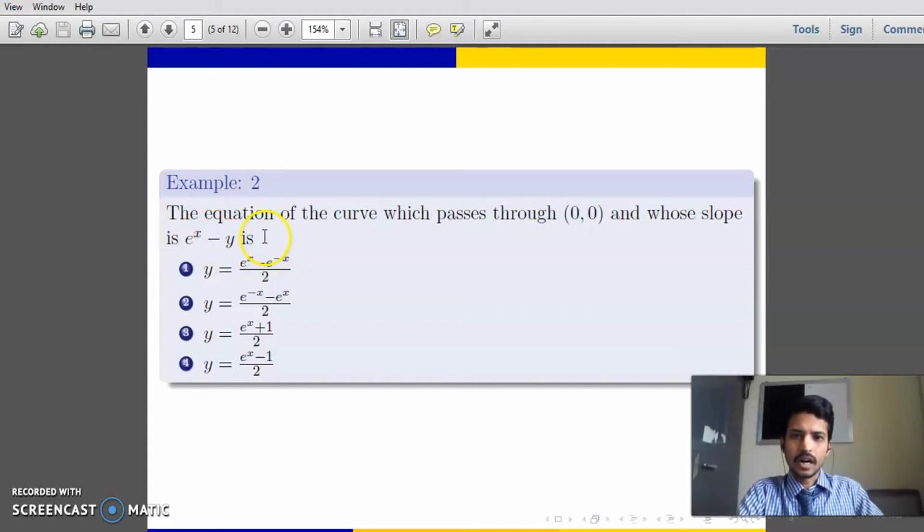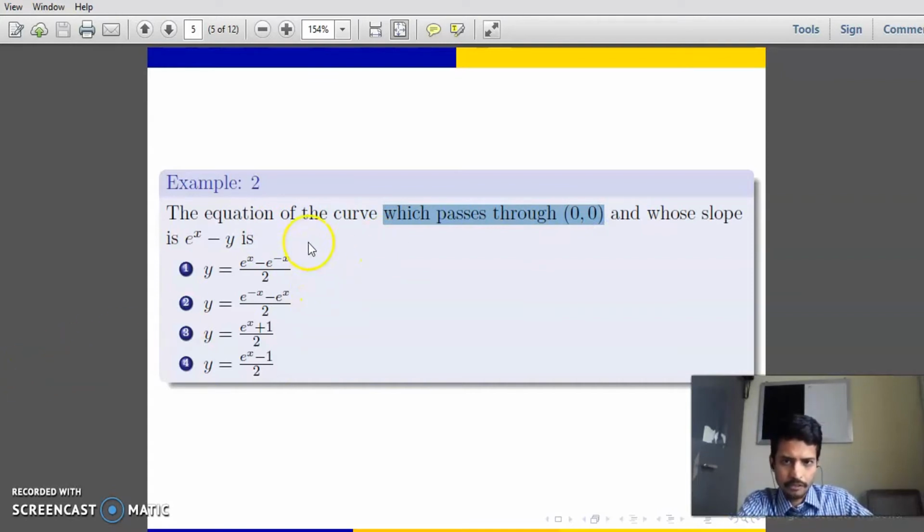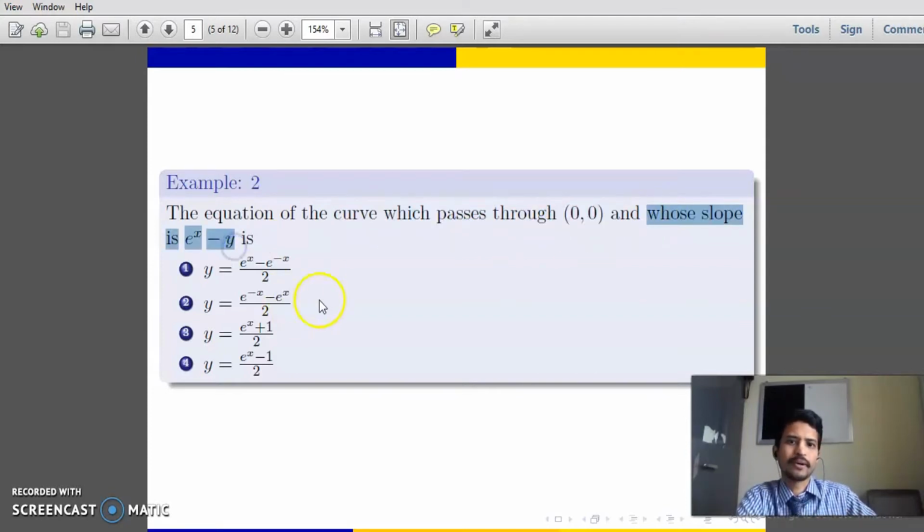Here, our intention is to find a curve which passes through the origin (0, 0). If you observe only the first half of the question, that is, the equation of a curve which passes through (0, 0), the answer is that infinitely many curves pass through (0, 0). But there is a condition given that for one curve, the slope is e to the power x minus y. I will repeat it once again: out of infinitely many curves, one curve has the slope e to the power x minus y.